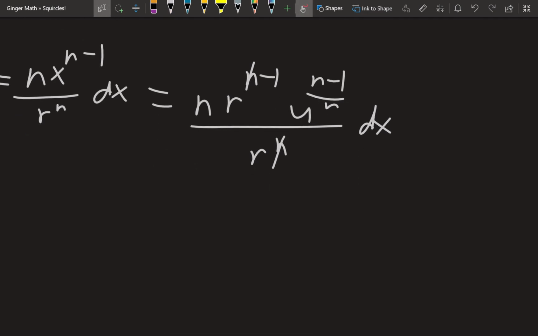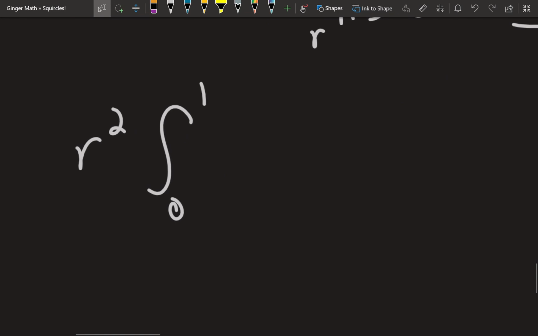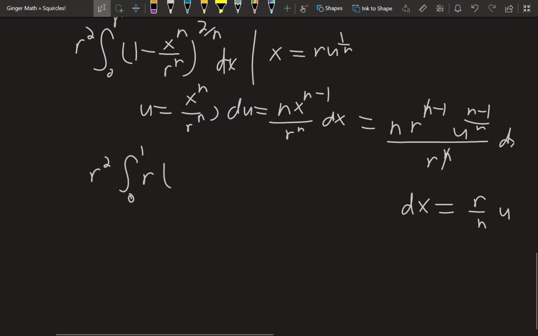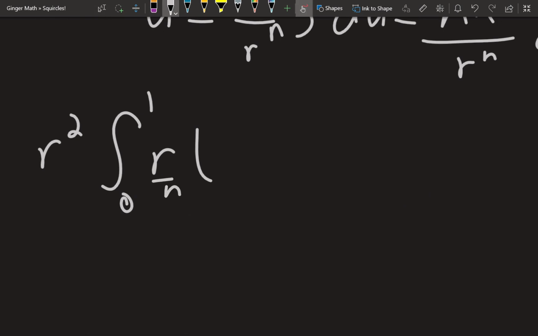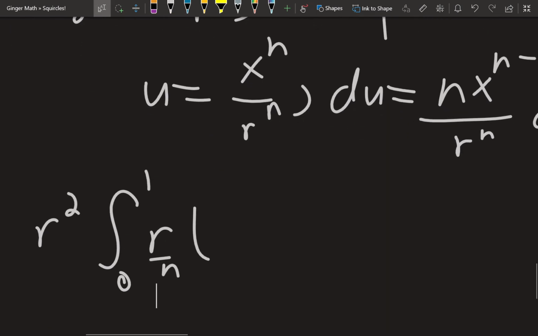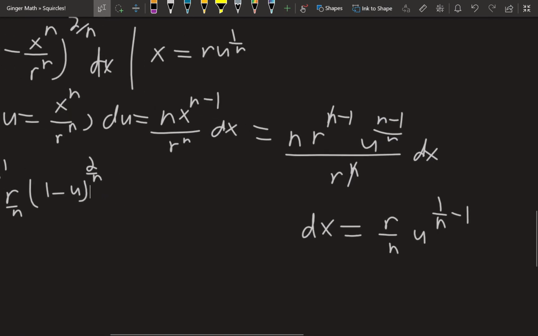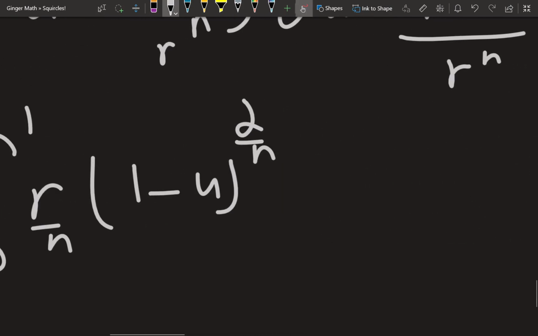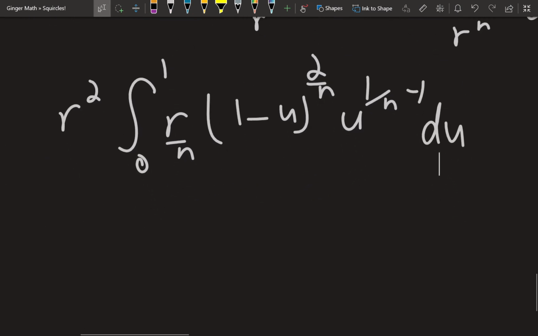So I'm just going to solve for dx now. dx therefore equals the inverse of that thing right there, so it's r over n times u to the 1 over n minus 1. So very similar to our first one. So we have an r, and then I'm worried that we have an r squared and an r. I'll get into that, don't worry. We have an r over n times 1 minus u to the 2 over n times u to the 1 over n minus 1 du.